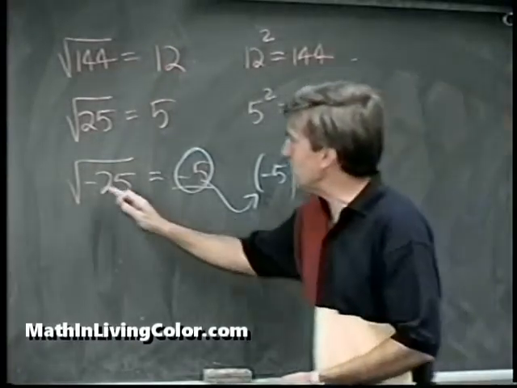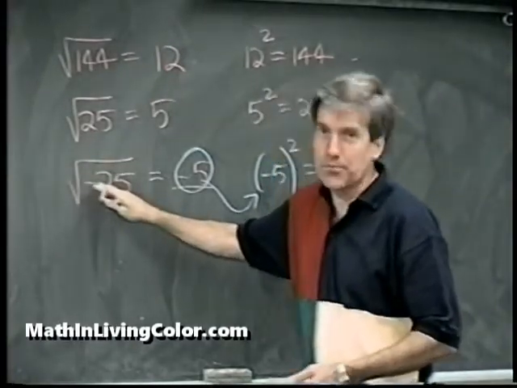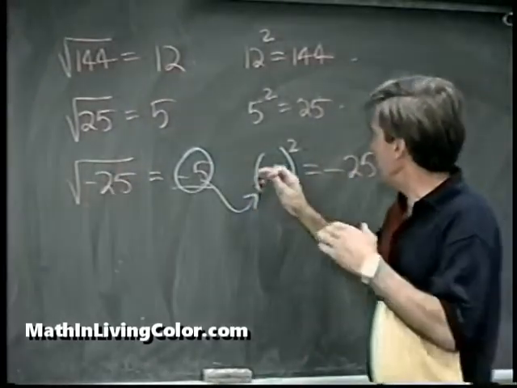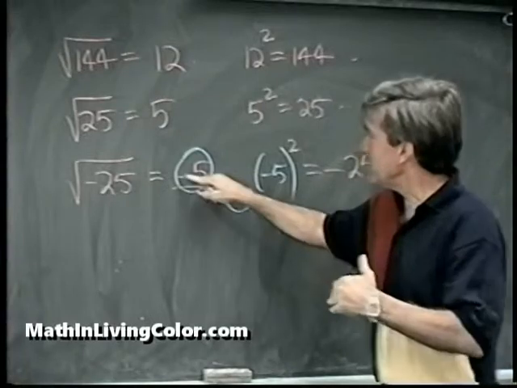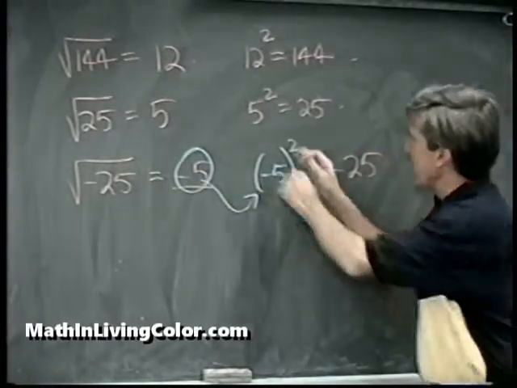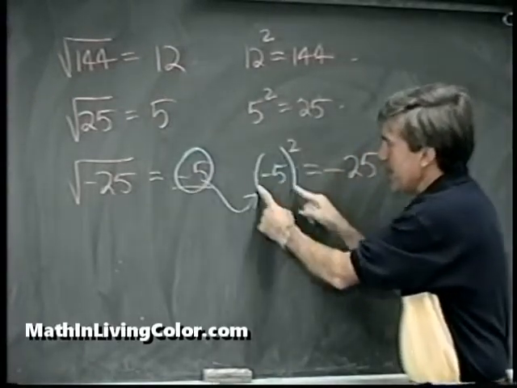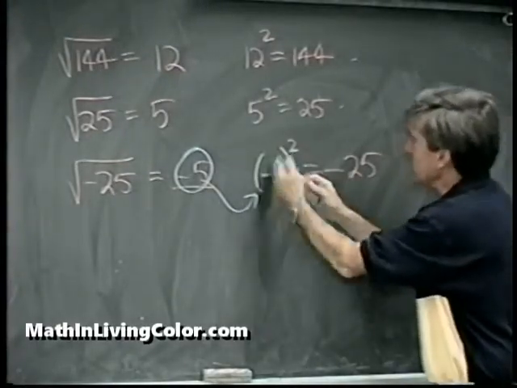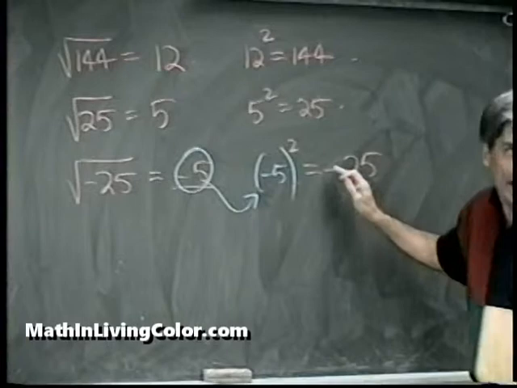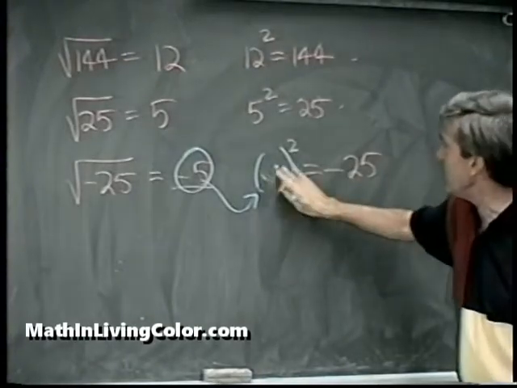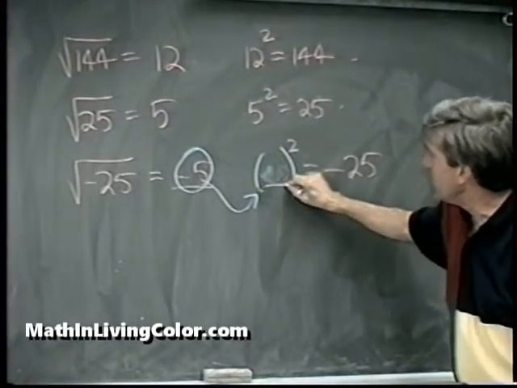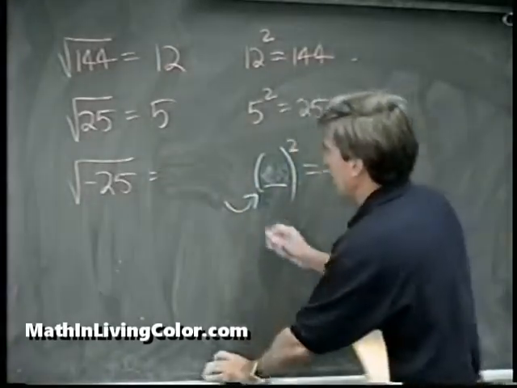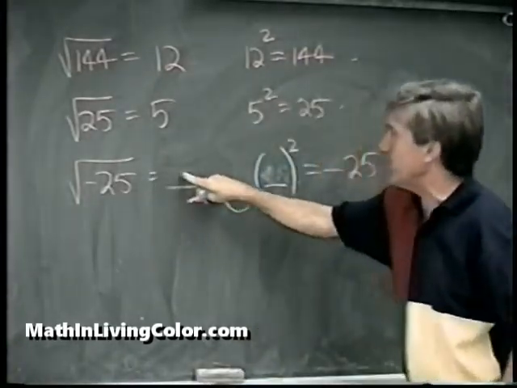Now think about this. If you had the square root of any negative number, and if you said the answer is negative and you square it, you're going to get a positive. If you say it's equal to a positive and square it, you're going to get a positive. You can't get a negative number. There is no real number that you can square that will get you negative 25. In other words, there is no number that will work.